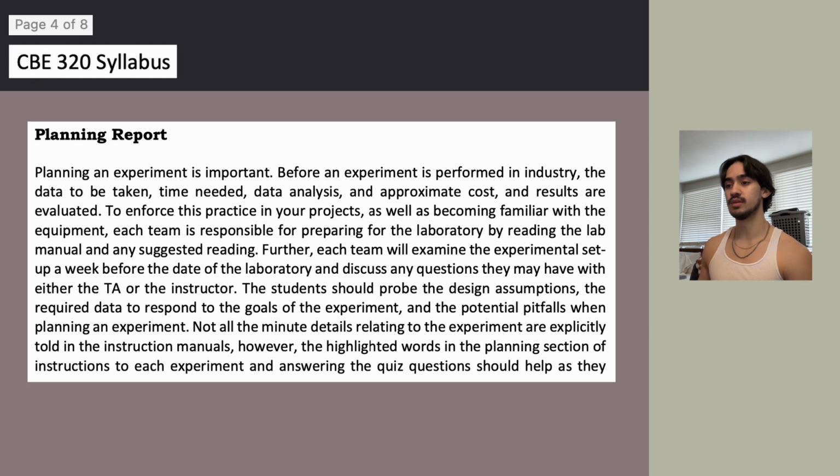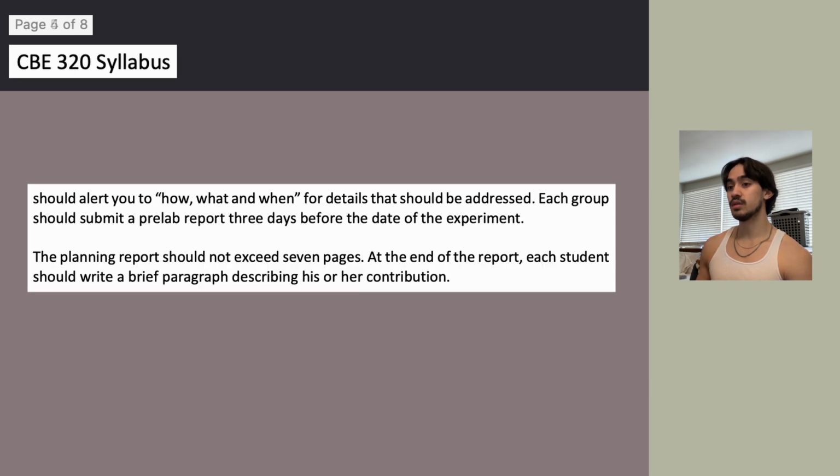Not all the minute details related to the experiment are explicitly told in the instruction manuals. However, the highlighted words in the planning section of the instructions to each experiment and answering the questions for the quiz should help, as they should alert you to how, what, and when for details that should be addressed. Each group should submit a pre-lab report 3 days before the date of the experiment. The planning report should not exceed 7 pages. At the end of the report, each student should write a brief paragraph describing his or her contribution.